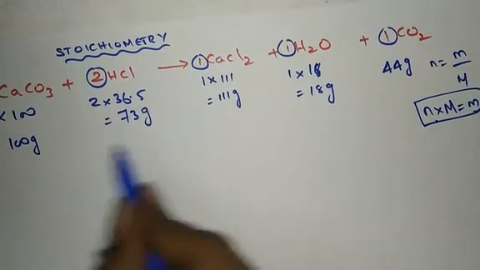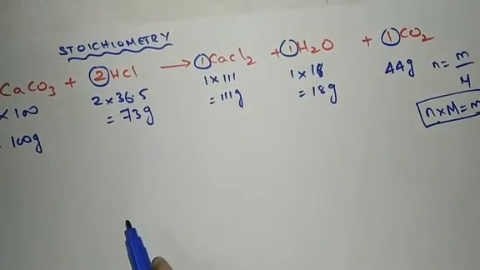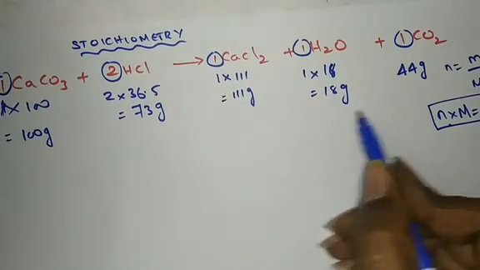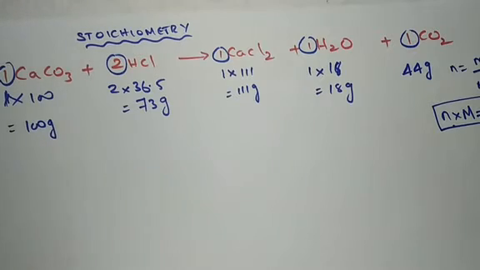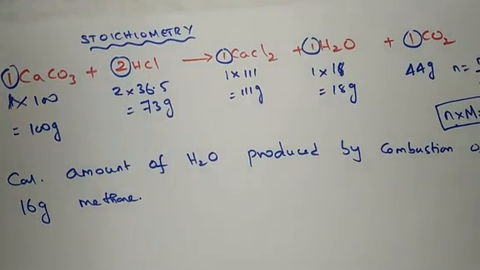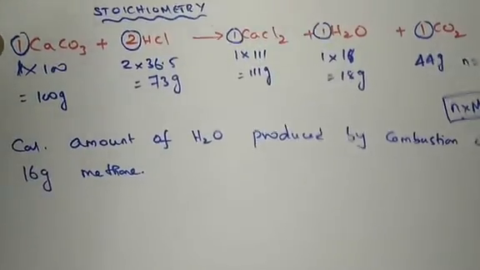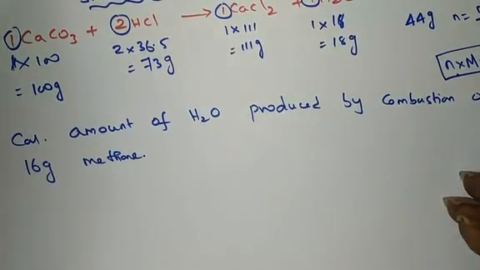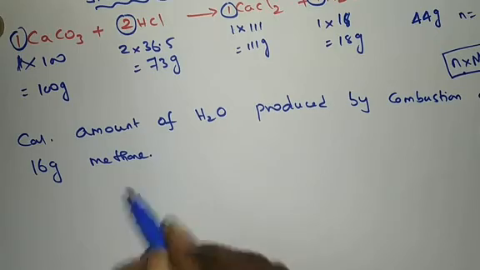So now you can check the law of conservation of mass here. That is, the total mass of the reactants is equal to the total mass of the products. So this kind of quantitative information conveyed by a chemical equation helps in a number of calculations. Let us do one problem. Calculate the amount of water produced by the combustion of 16 grams of methane.